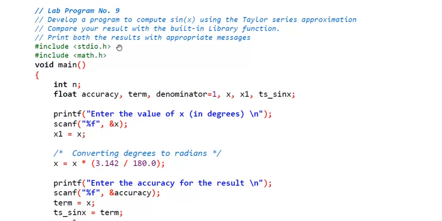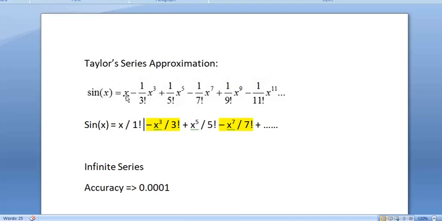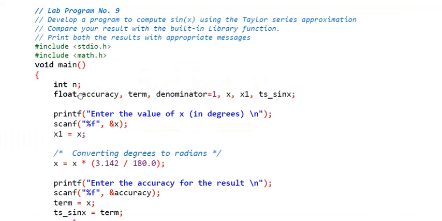Hash include stdio.h. So we are going to include the standard input output header file, and also we want to use the built-in function. We are not going to use it for the calculation, just for comparison purposes. We need to have the math library where we are going to use the sine function. Now we have integer n. n is used for counting purposes. If you have seen the exponential, x to the power goes by the odd numbers. To have the count of these odd numbers, and also for the denominator, we use one integer.